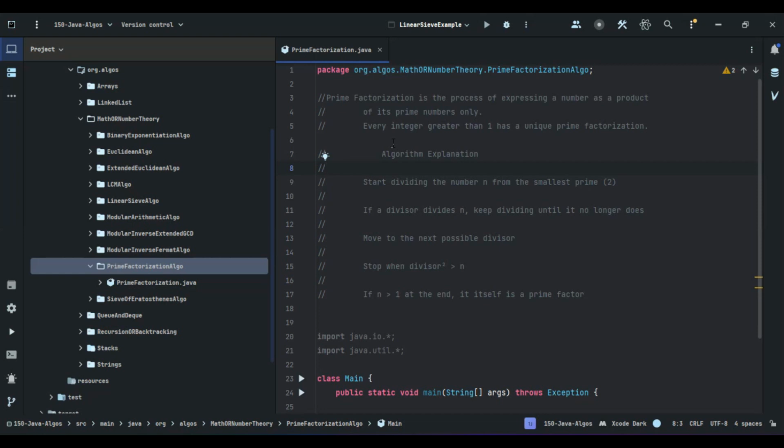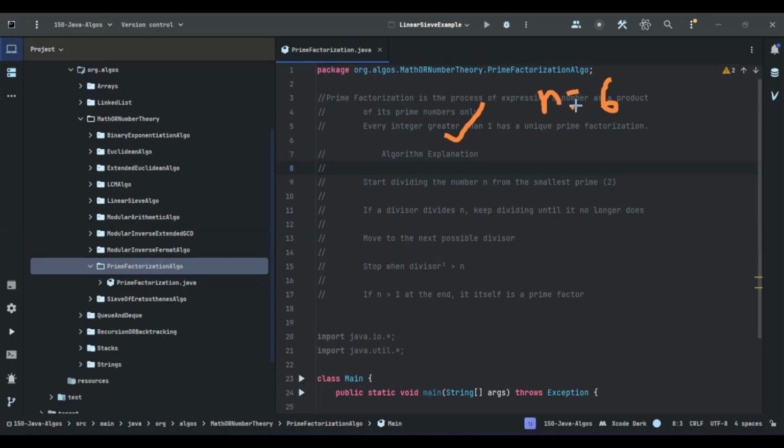So every integer greater than 1 has a unique prime factorization. Greater than 1, this is very important. A simple example: suppose we consider 6. Prime factorization would lead to 2 into 3. Both are prime numbers, and it would lead to 6.